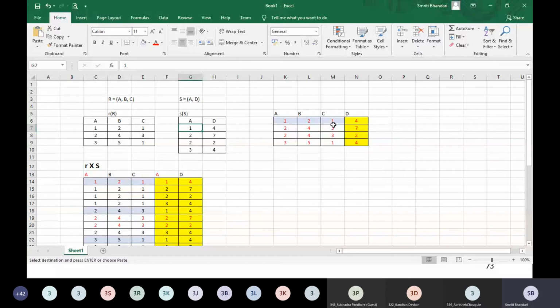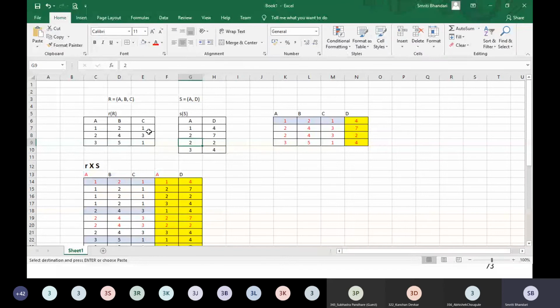Now, what next are we doing? With 1, 2, 1, we are going to match whether any other tuple, this or this, is having the same value 1. No. Right? So we are not going to add anything. Now, if we look at this second tuple, 2, 4, 3. Okay. Now, we are going to match this value of A, 2, with the value of A in S. So 2 and 1 not matching, 2 and 2 there is a match. So what we have here is 2, 4, 3, 7. 2, 4, 3, 7. Correct?